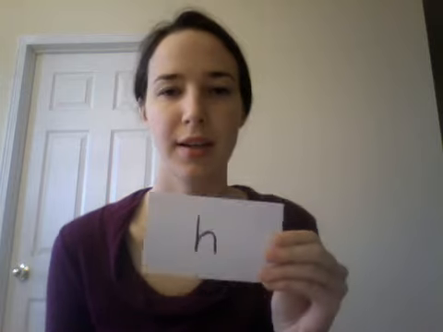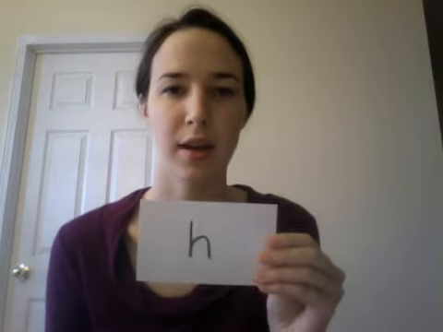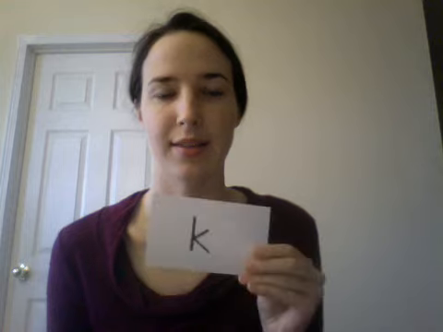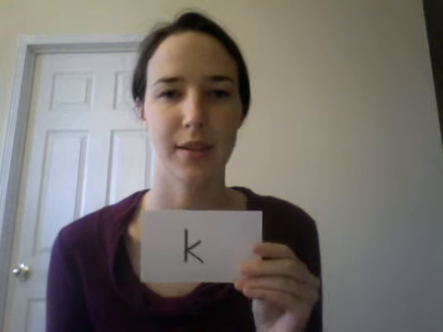Next sound is H, and this is how we represent H. This is our next short vowel sound, I, and this is how we represent I. And our next sound is J. That's how we represent J. And then the sound K, and this is how we represent K.